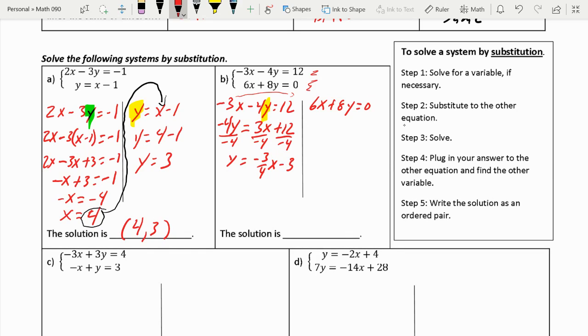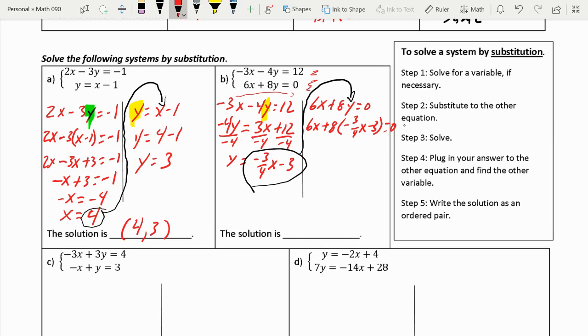Well, now that I know what y equals, what does y equal? Y equals all that mess. I'm going to take this and plug that in for that y. So 6x plus 8 times negative 3 over 4x minus 3, and that all equals 0. Of course, I run out of room.